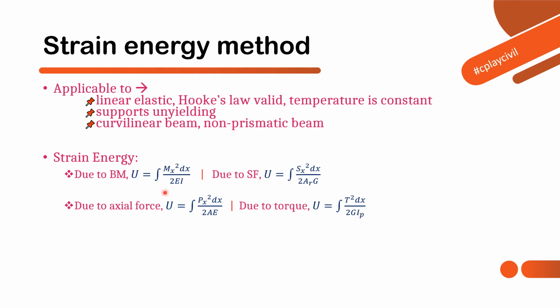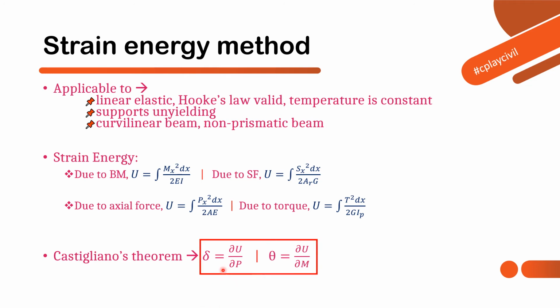So these are the formulas for strain energy. First we have to find the strain energy at that section, and then we have to use Castigliano's theorems. Castigliano's theorem states that the deflection is nothing but the partial derivative of strain energy with respect to the load applied. So then we can get the answer for deflection. And the next formula is the partial derivative of the strain energy with respect to the moment. So that gives the slope value.